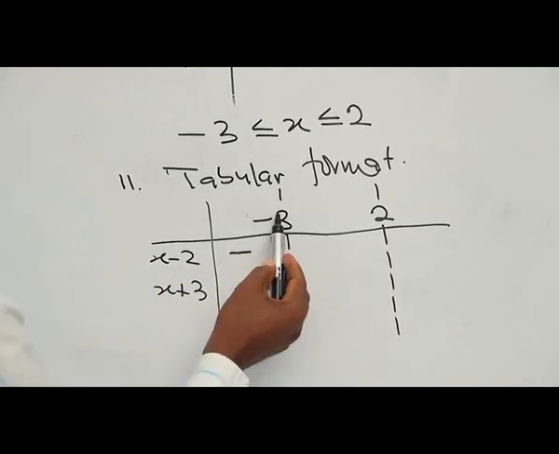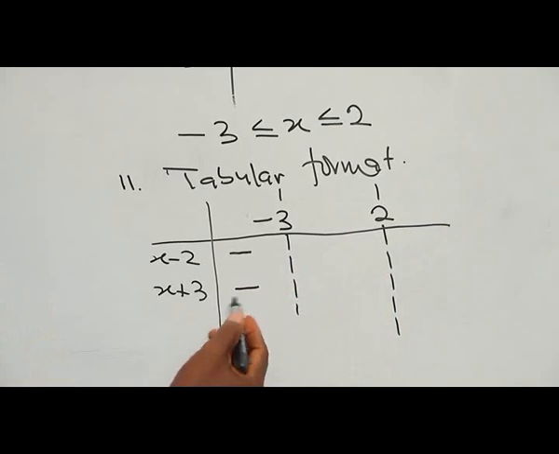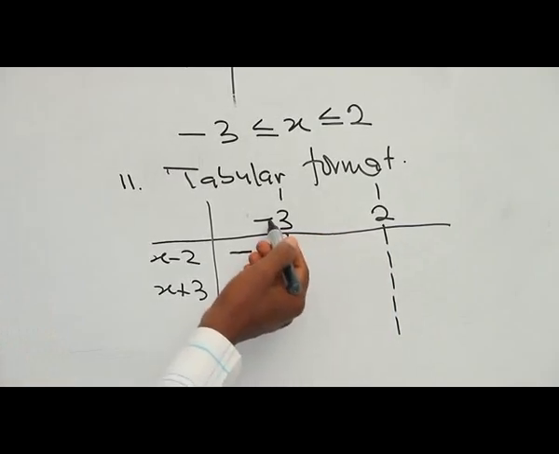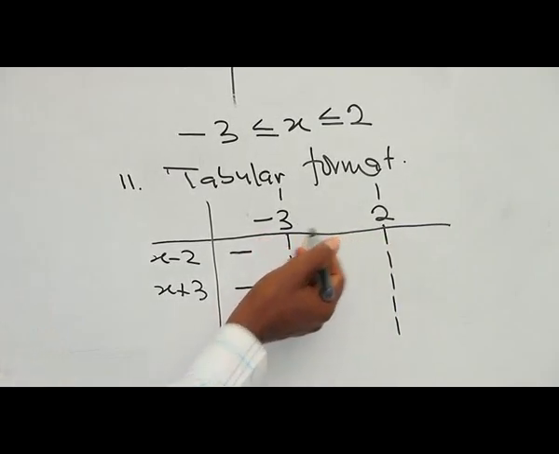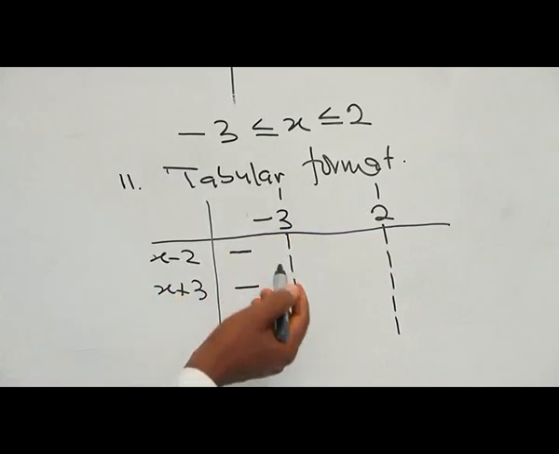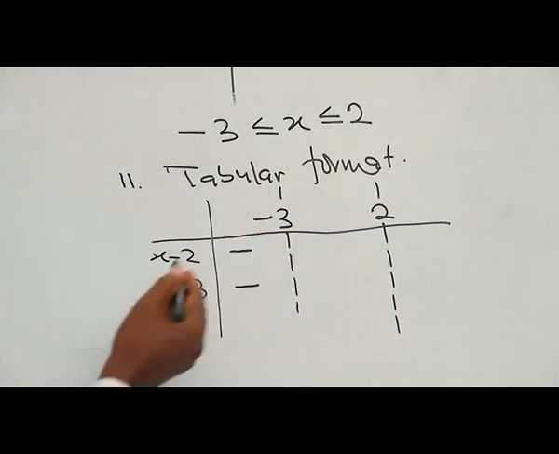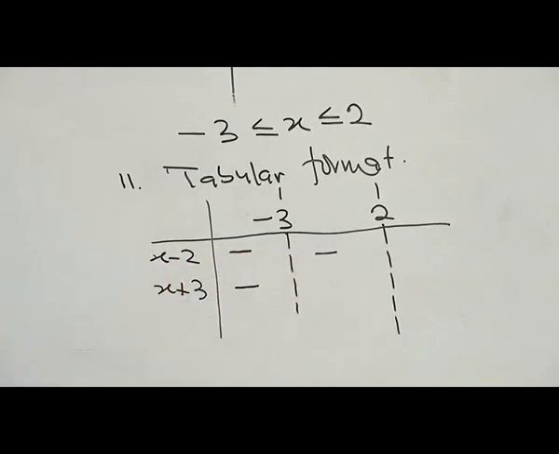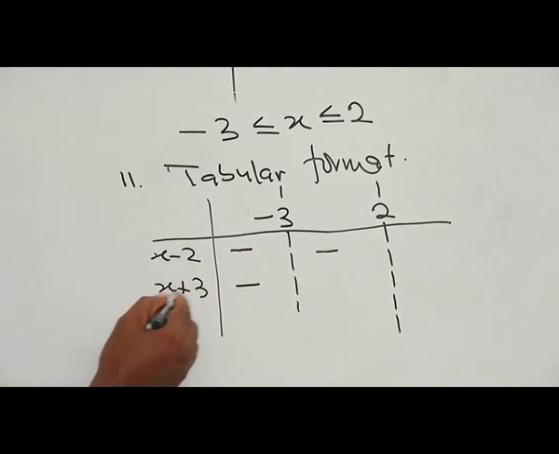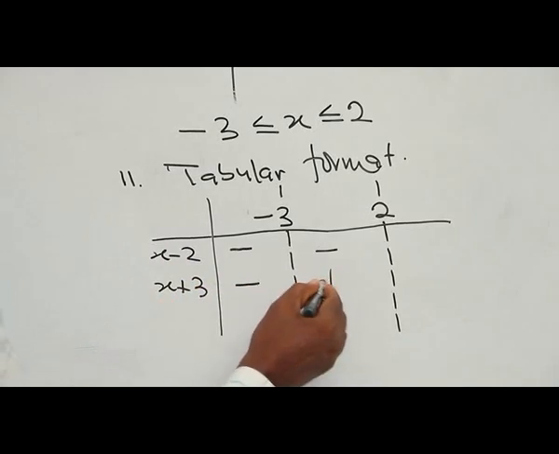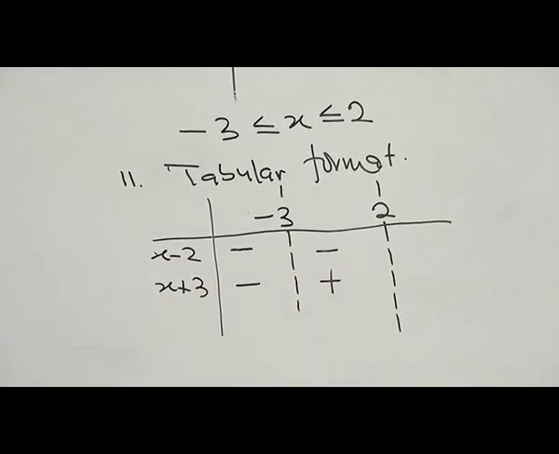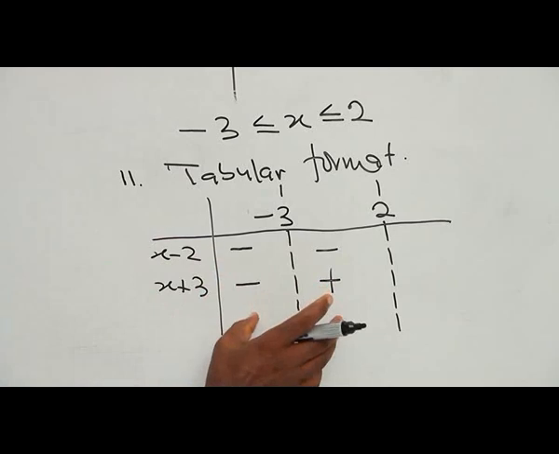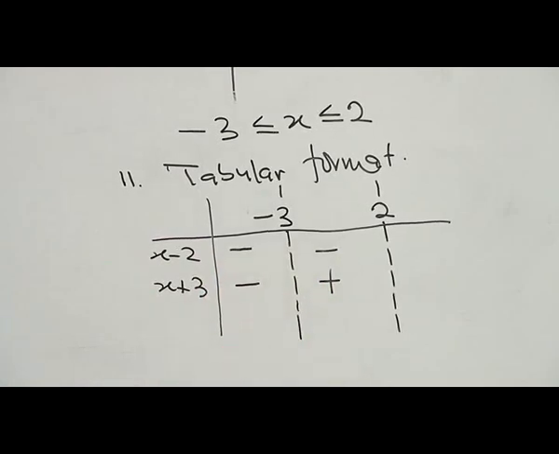Then go to between minus 3 and 2. You can take even 0; you can take 1, or minus 2. So let's take 0. 0 minus 2 is minus 2, so it is negative. 0 plus 3 is plus 3, so the sign there is positive. You are interested in the sign in this operation.